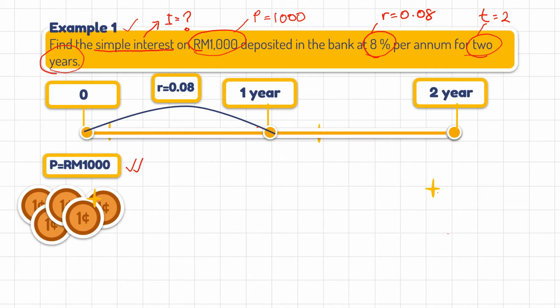The question asks for capital letter I. The formula for capital letter I, which is simple interest, is P times R times T. Since we already have all the information, let's put it into the formula. P is 1000, R is 0.08, and T is 2.